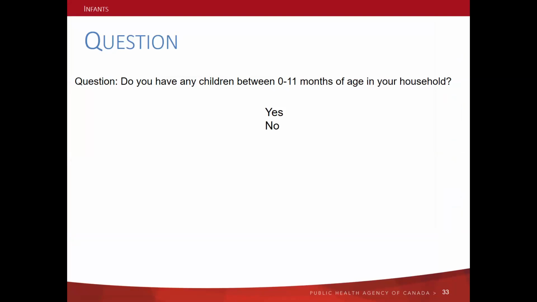So let's see. Oh, not a lot of infants in the household, but we've got a couple.